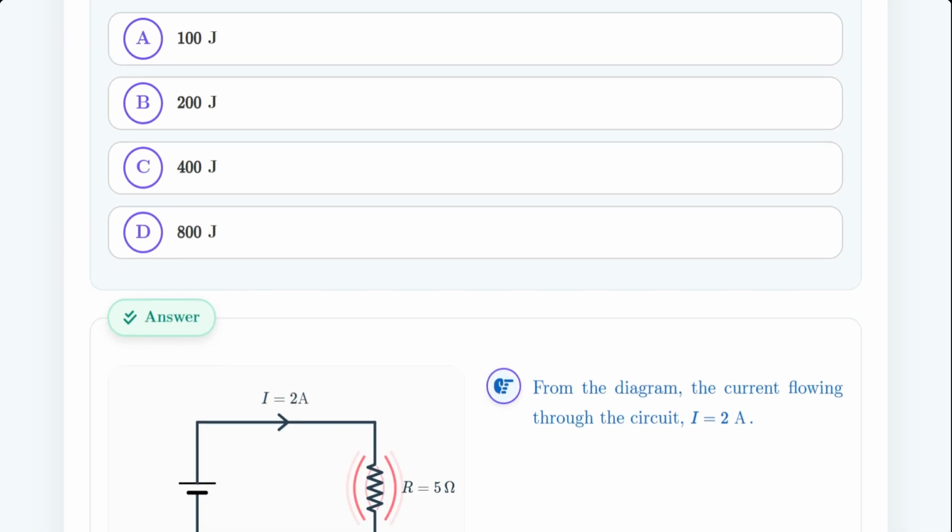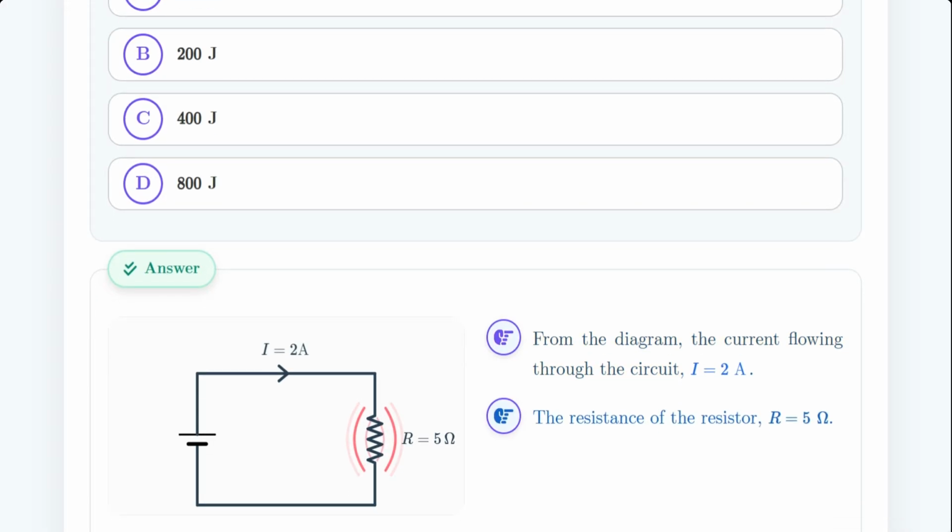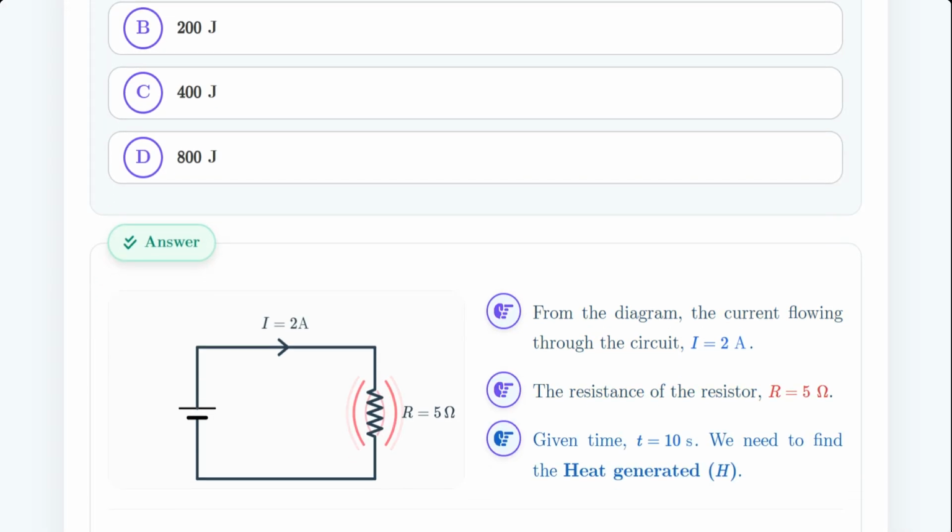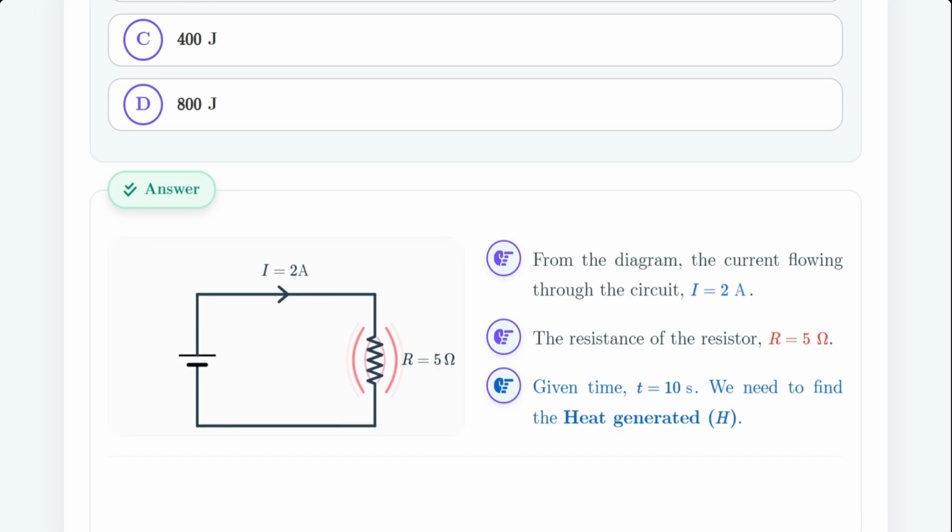From the diagram, the current I flowing through the circuit is 2 amperes. The resistance of the resistor R is 5 ohms. The given time t is 10 seconds. We need to find the heat generated, H.